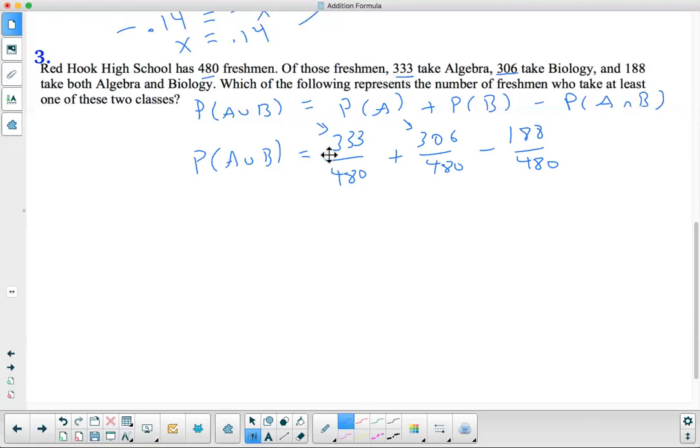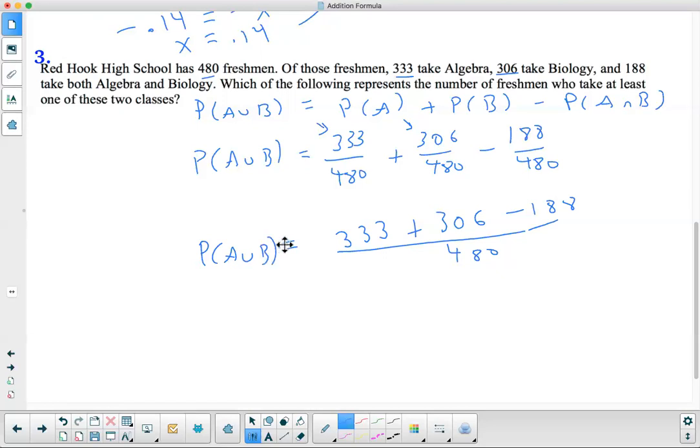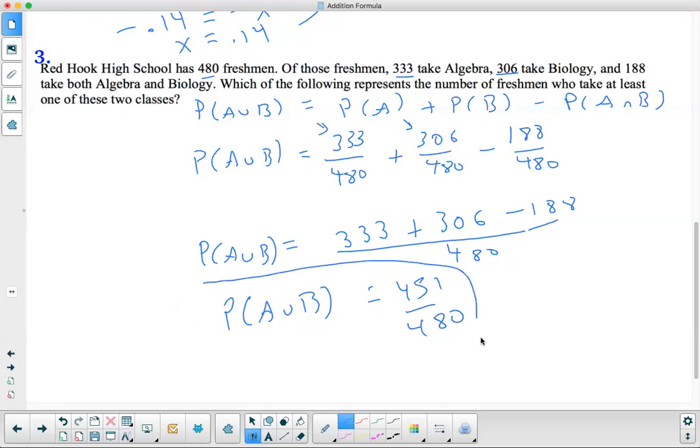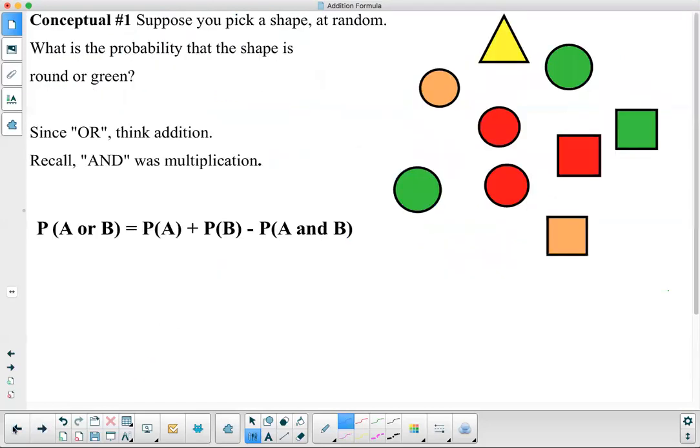So let's see. Sometimes it's easier to do these in fractions. So 333 divided by 480. Actually, this is just 333. They all have the same denominator. So the probability of someone taking algebra or biology is high. It's 451 over 480. So that's how you do it.